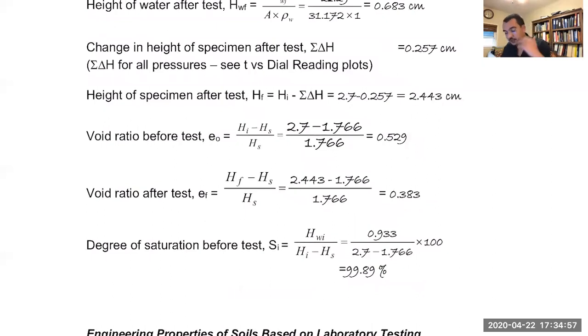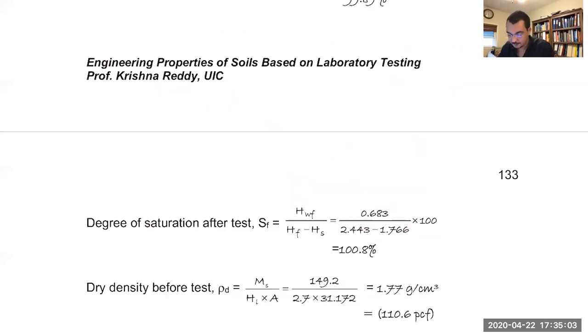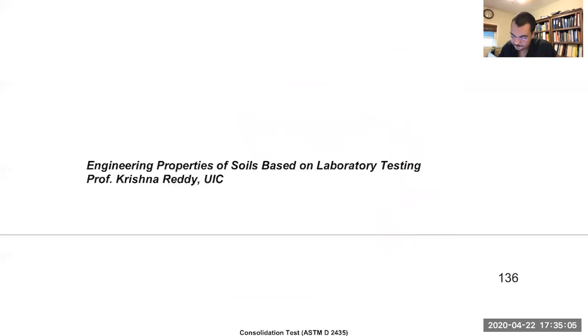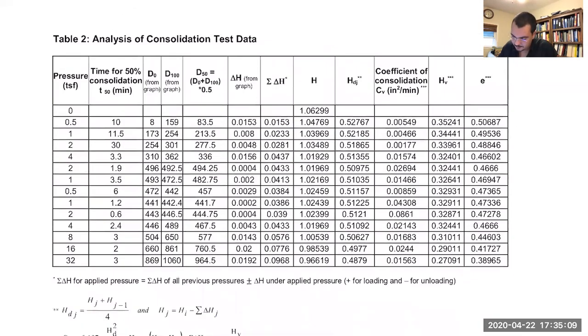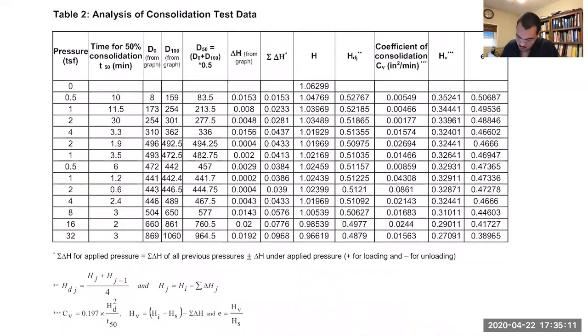That's not going to change, but what will change is the height of the sample. It will change. It will compress. And in here, we can do this calculation, because we have HI and we have the height of solids minus the total deformations, and then we can find the height of voids.